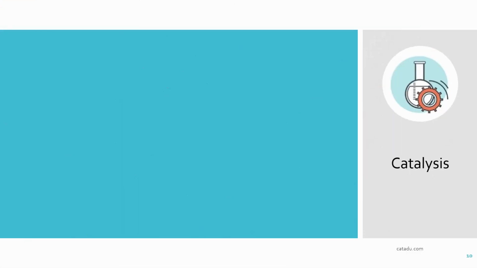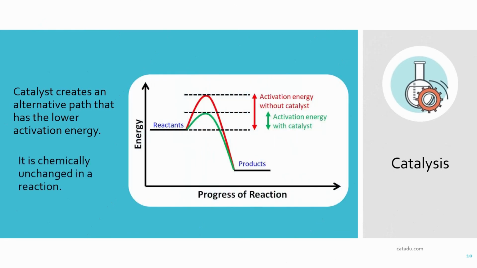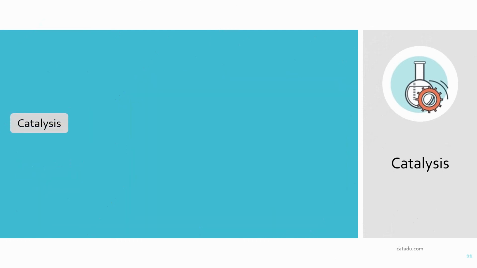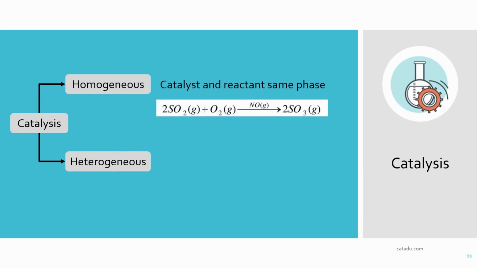Catalysis. A catalyst creates an alternative path that has lower activation energy. It is chemically unchanged. If I look here in the diagram, the red line is without catalyst, but the green line is with catalyst, that alternative pathway, lower activation energy, so the reaction will be faster. Catalysis is of two types, homogeneous and heterogeneous. Homogeneous means catalyst and reactant are in the same phase: sulfur dioxide and oxygen gas, and NO is also a gas here, the same phase, so this is homogeneous catalysis.